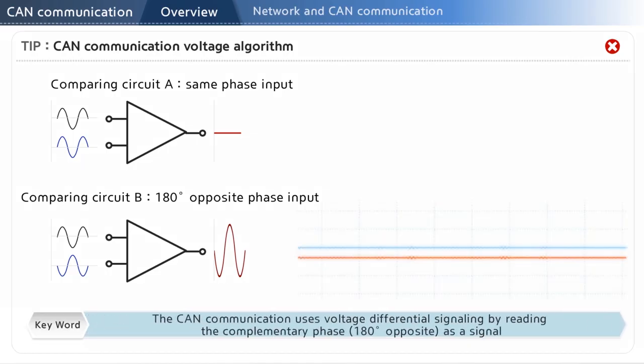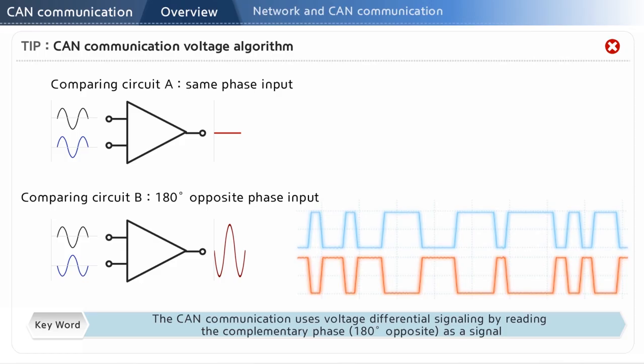It receives a pair of 180-degree opposite input voltages and reads data from the voltage difference between the two signals. Even if noise in the CAN line affects both wires, the phase is the same on both wires, which makes CAN more noise resistant.